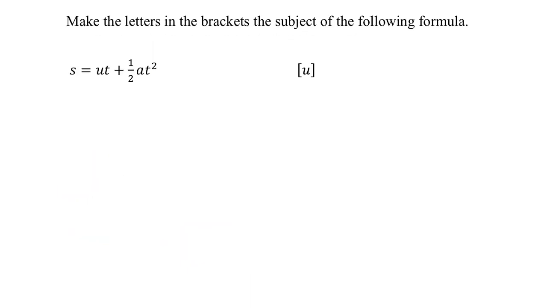Hello everyone, welcome to this example where we are required to make U the subject of the formula. I saw my U already. My U is here. And I saw that this whole term does not have a U. So I'm going to minus away this half AT squared on both sides so that you will see this, and this one will be equal to my UT.